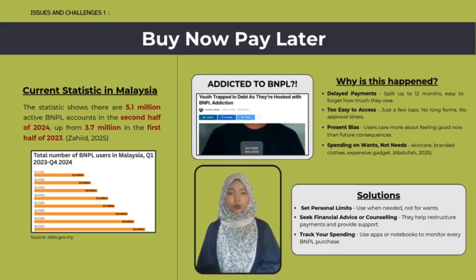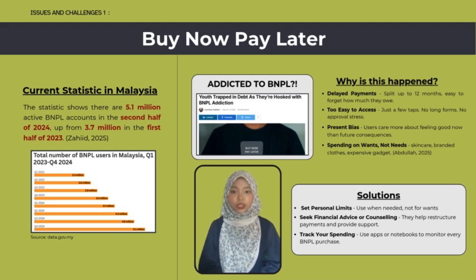This rapid growth also brings a significant concern, BNPL addiction. We are seeing a worrying trend, particularly among young people, getting trapped in debt because of it. So why are so many of us falling into this cycle? It often comes down to a few key factors.